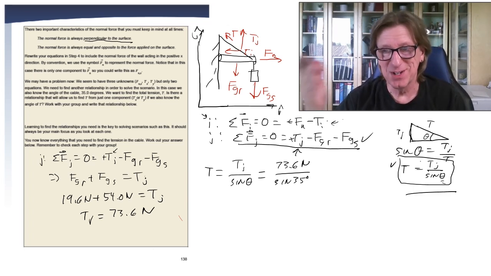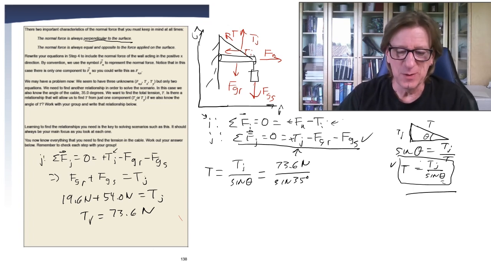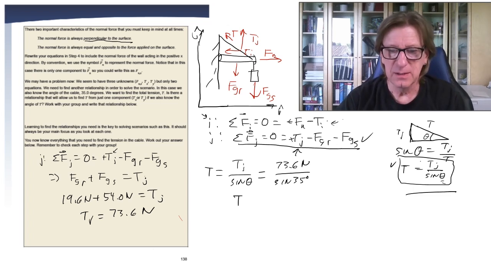I've got a disadvantage. I can only see one page at a time. You get to see the whole thing. Okay, so we're going to do 73.6, and we're going to divide that by sine of 35. And T then, the total tension, the magnitude of the total tension, is 128 newtons.